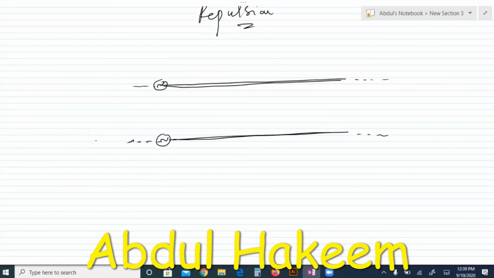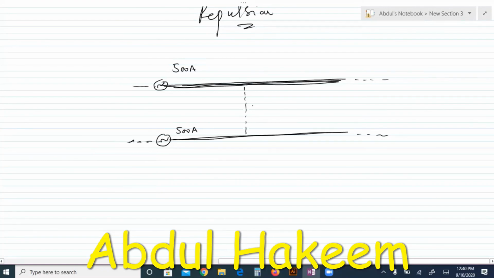But we can't see this in the national grid wires. They are horizontal, they are parallel, right? So they are not oscillating. Reason: suppose we assume this wire of the national grid is carrying 500 ampere, which is not possible, right? Suppose this is also carrying 500 ampere. And the gap between these two wires, suppose, is 1 meter.